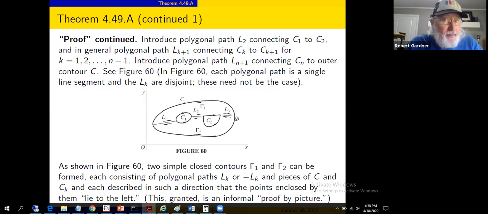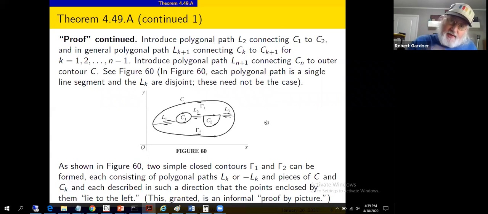Now, what's going to happen when we set up integrals is we're going to integrate over, say, L sub 1 in one direction, and we're going to integrate over L sub 1 in the opposite direction, also called negative L sub 1. Those two integrals are going to cancel out. So we'll get cancellation of integrals at L1, at L2, and so forth. And we'll be left with an integral around C plus an integral around C sub 1 plus an integral around C sub 2, and so forth. So that's the plan.